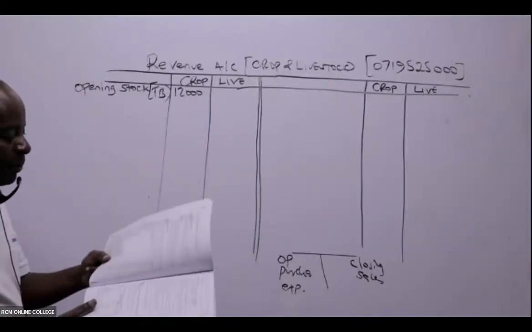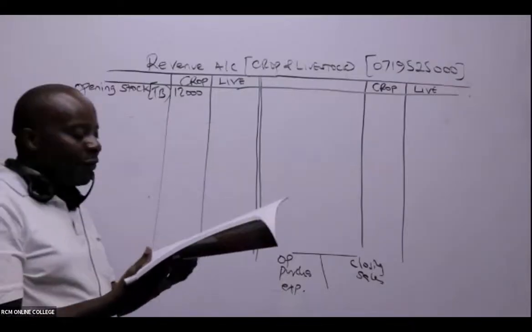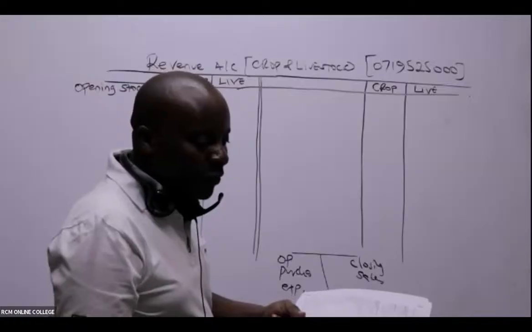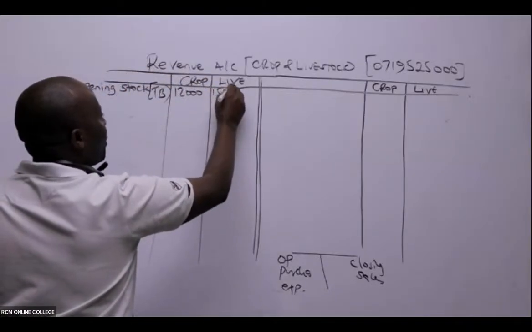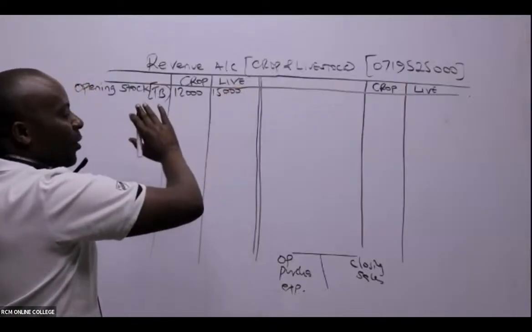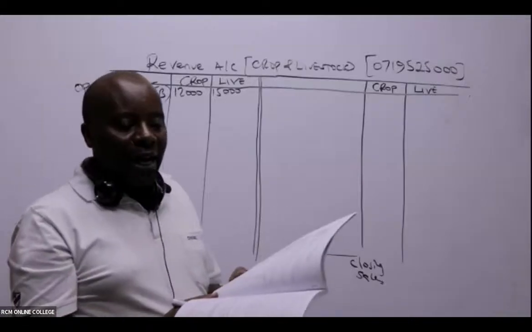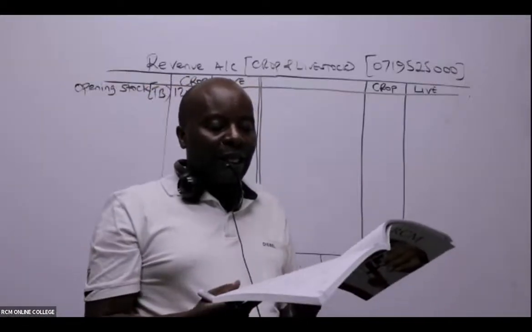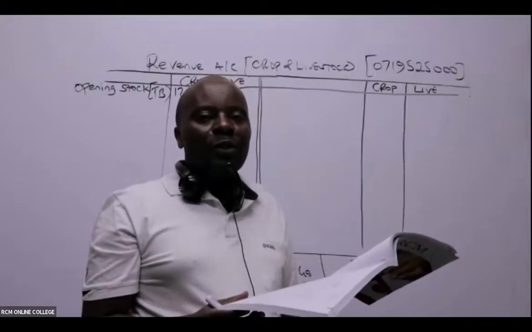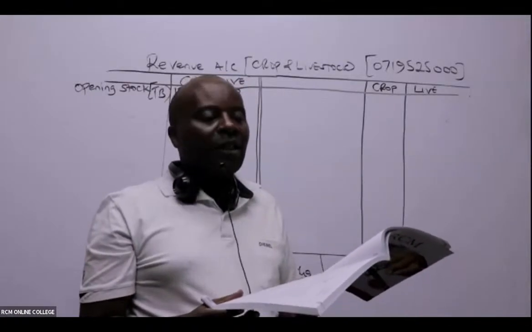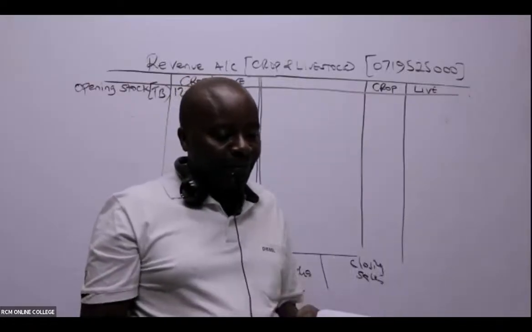So, ladies and gentlemen, apart from that, what else do we have? You can see inventories for livestock, 15,000. Opening inventory, because you can see it is on 1st April 2011. And yet we are doing this at the end of 31st March 2012. You see that 31st March 2012 is closing. Then 1st April 2011 will be opening.